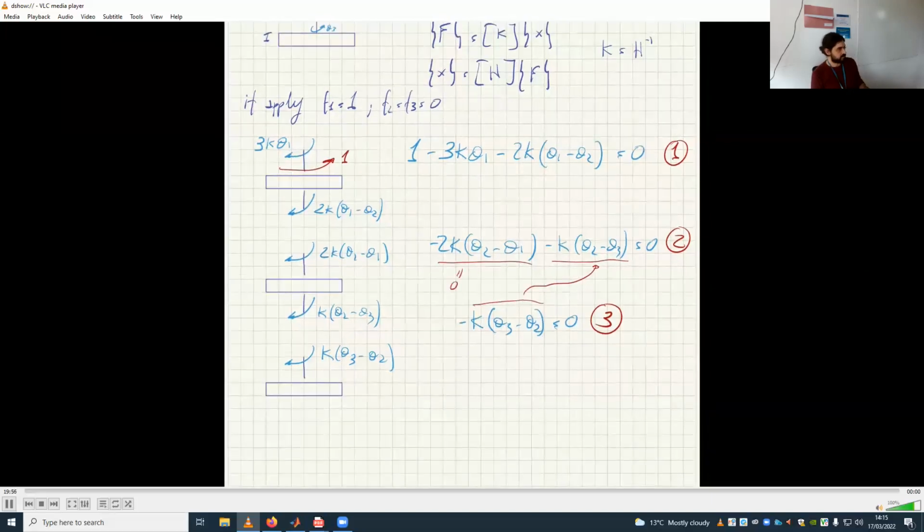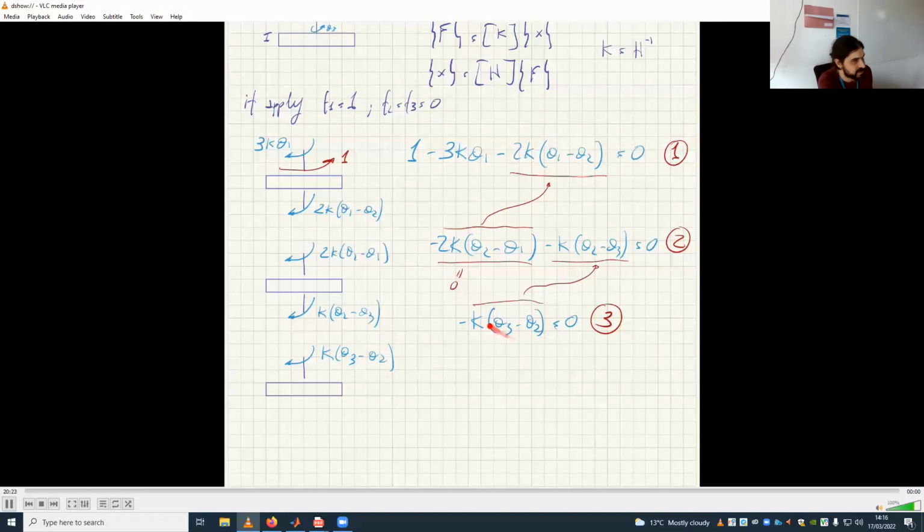Can you see it? And that means that this is 0. Can you see it? So how much is θ1? It's 1/3 of k. θ1 is 1/3 of k. And what does it mean for this to be 0?